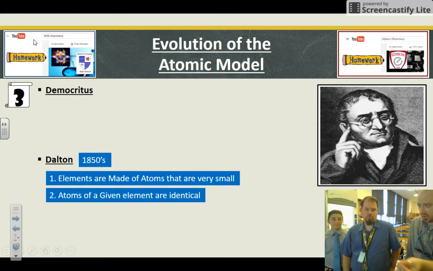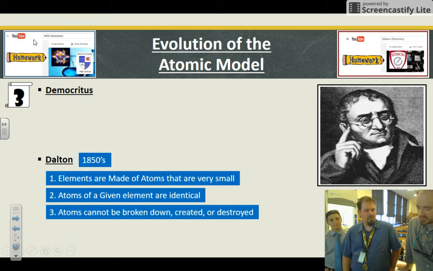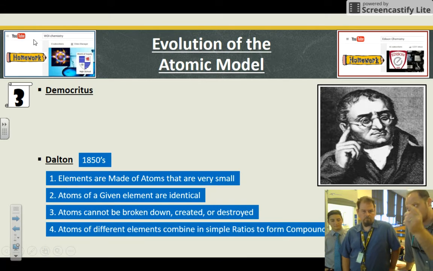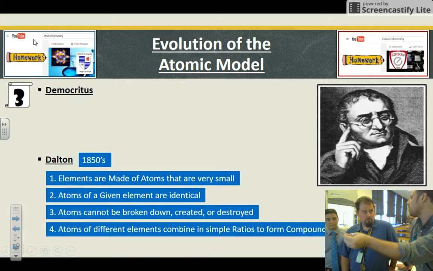So gold is gold is gold, and carbon is carbon is carbon. Atoms can't be broken down, created, or destroyed, which is what Democritus said. He just expanded on it, and it goes into the whole idea that an element can't be broken down by chemical means. That's where we get that definition from.